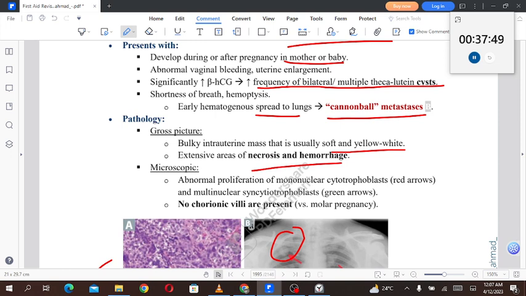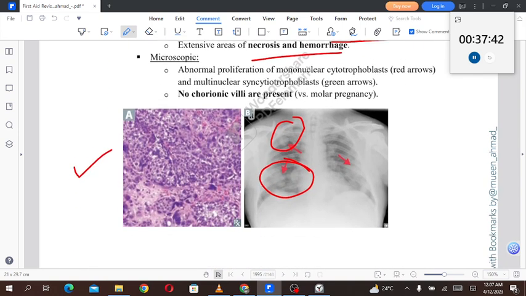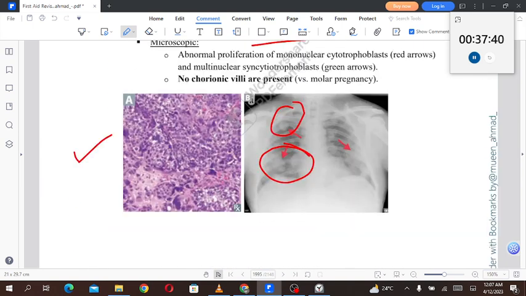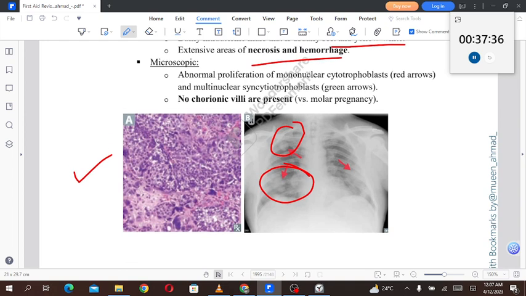On microscopic examination, there is abnormal proliferation of the mononuclear cytotrophoblast, as depicted by the red arrows. Where are the red arrows? There are no red arrows. So the microscopic picture will show abnormal proliferation of the mononuclear cytotrophoblast and multinuclear syncytial trophoblast, which are given by the green arrows. There is no picture for that.